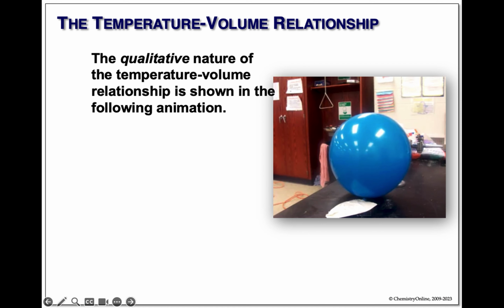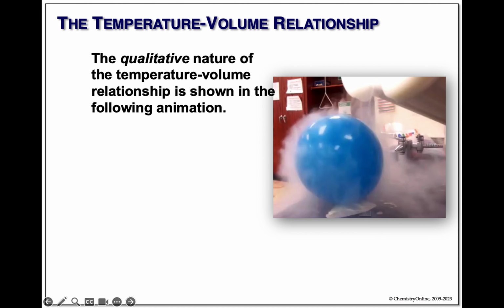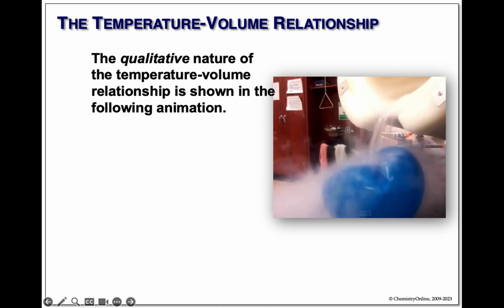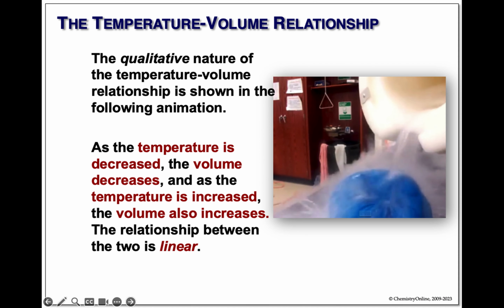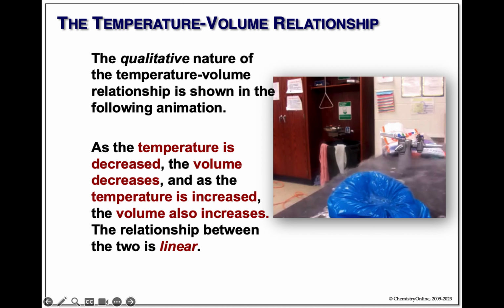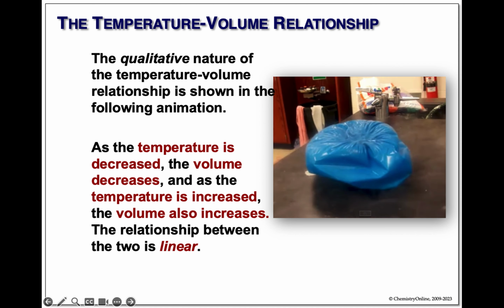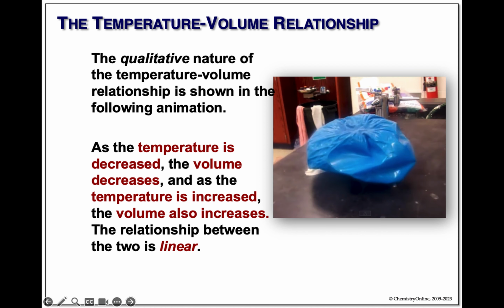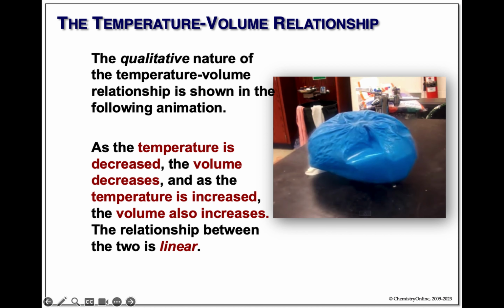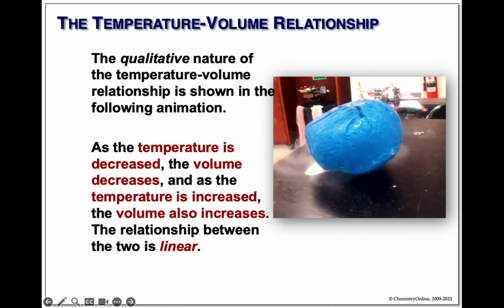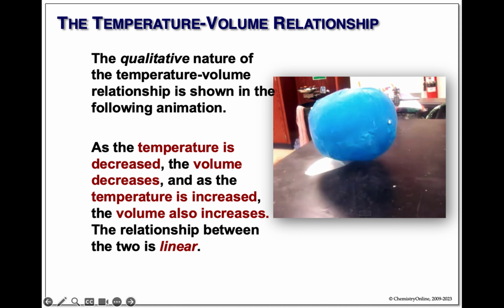The balloon sees the guy coming, gets nervous. There it goes, trying to get away, can't. And by George, once you get it all soaked up with liquid nitrogen, the balloon is just a figment of what it used to be. But as the liquid nitrogen is evaporating, the balloon is warming back up. And as it does, the volume increases. Back to where we were.